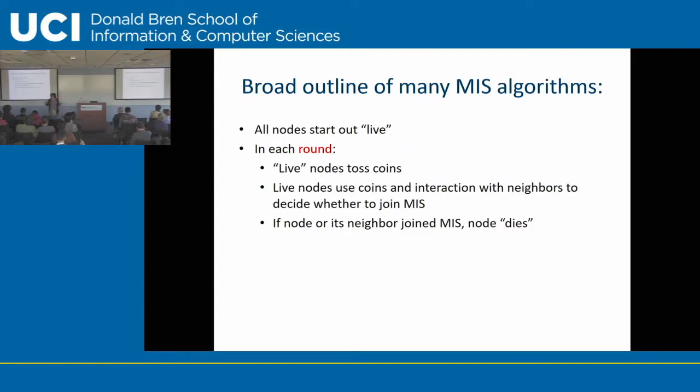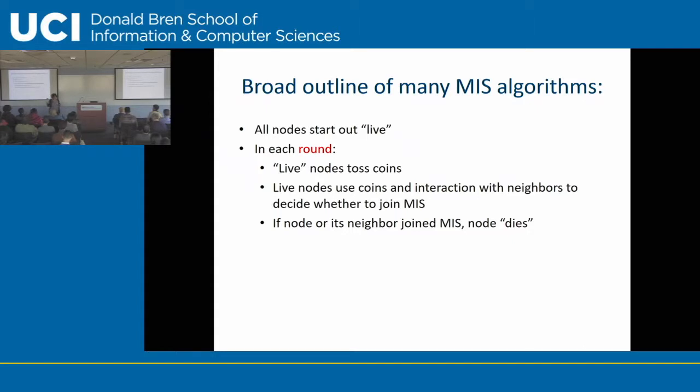So here is a typical thing that distributed algorithms do. All the nodes would start out alive, meaning we're all candidates for being in the maximal independent set. In each round, the nodes that are still alive and want to be in the maximal independent set toss some coins, and they use those coins and some discussion with their neighbors to decide if they should join the maximal independent set. There are different ways of deciding this. But if you decide to join the maximal independent set, or your neighbor decides to join, then you're kind of dead. You're either in or you're out, but you don't have to worry about it. You're done. You figured yourself out. So that's a general overview of how a distributed algorithm might do these things.